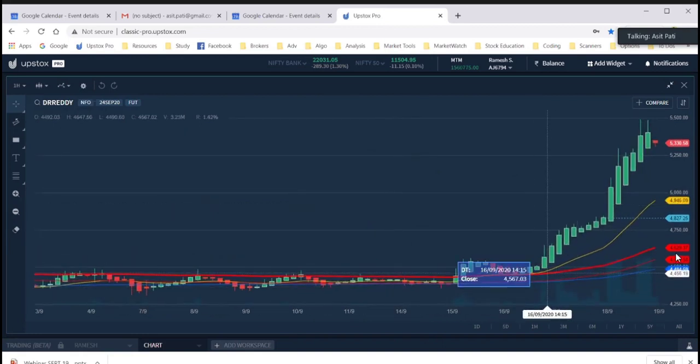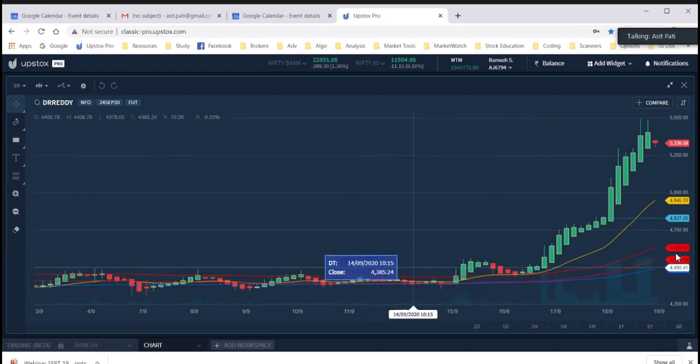Let's say you follow this strategy, hourly basis. Look at the first time it has gone up. At what price has it gone up? 4,549, 4,480. Why not before this? Because the 21 was below 89. That's why.